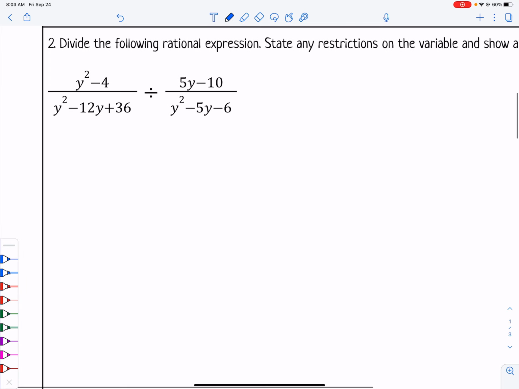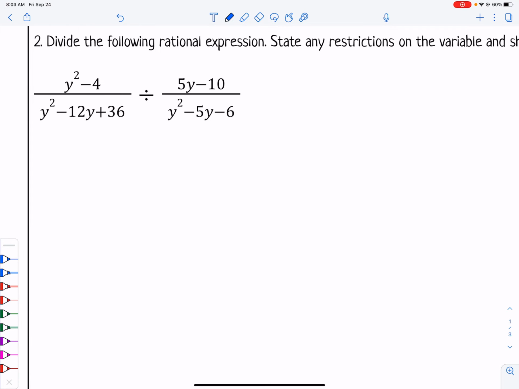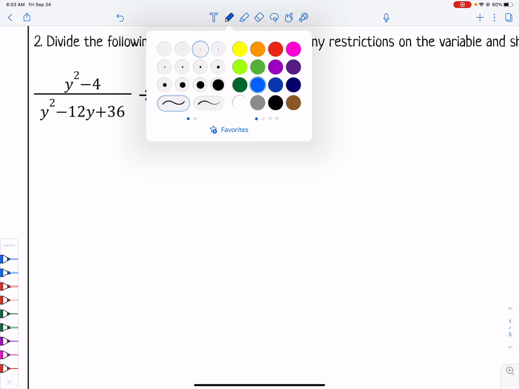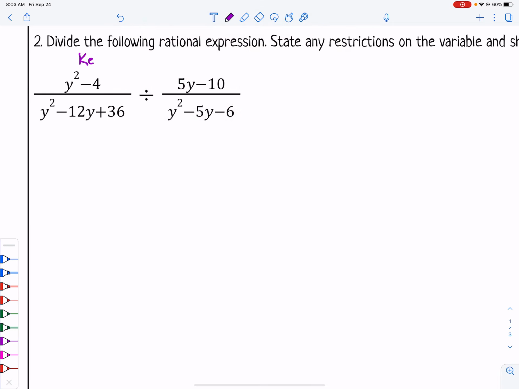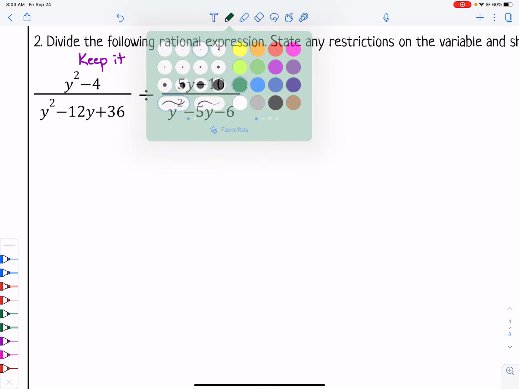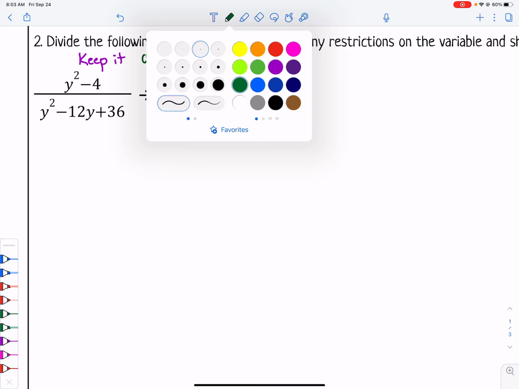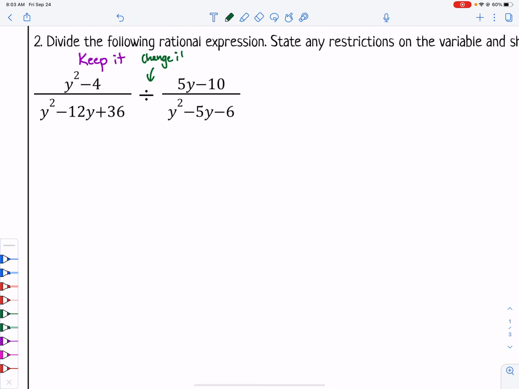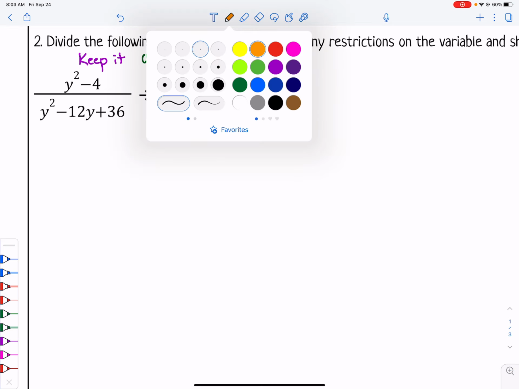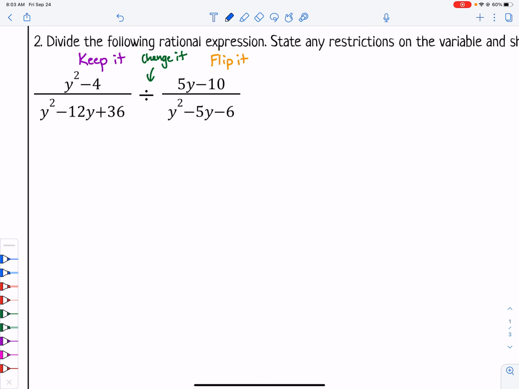Let's take a look at number 2. It says to divide the following rational expression, state any restrictions, and show all of our work. So in dividing, we want to keep it, meaning keep this first fraction in the same order that it's written in. We would like to change it, so change dividing to multiplying, and flip it, meaning flip this second fraction over. So let's get started. Let's keep the first one in the same order that it is and go ahead and factor it out.